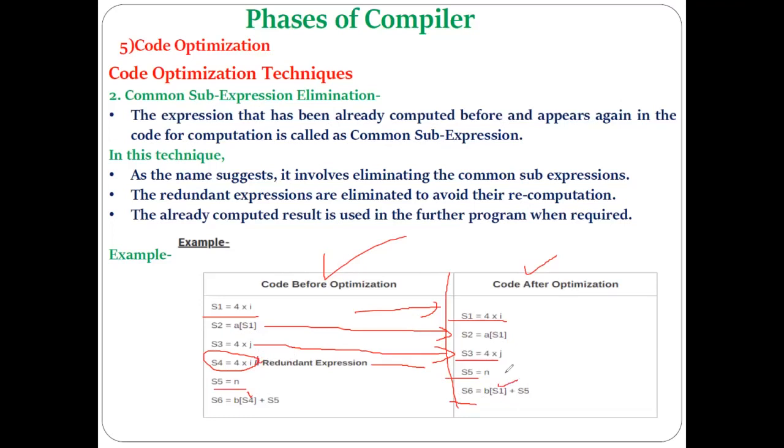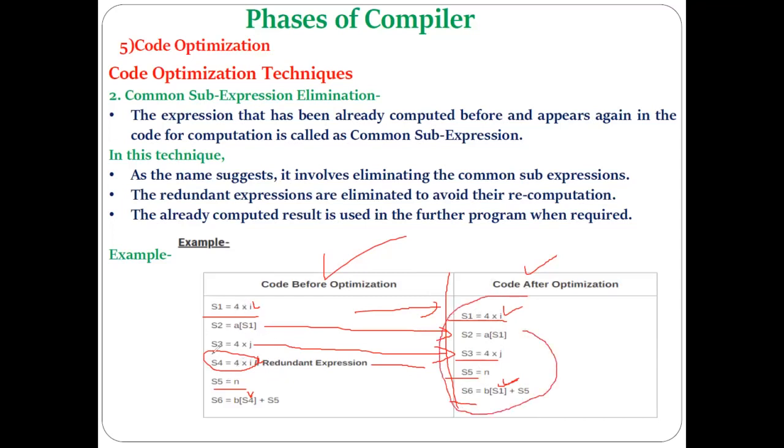Understood? Instead of writing s1 equal to 4 into i and s4 equal to 4 into i two times, the compiler will simply write it once. And here, instead of using s4, the compiler will replace it with s1. So the meaning of the program will remain the same, the output will remain the same. You are only doing some rearrangement within the code without affecting its final meaning. But this rearrangement reduces your program.